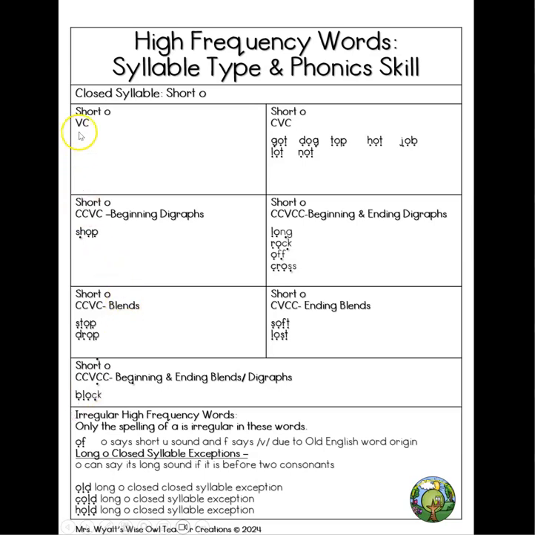Now you will notice there's no words in the VC column, and that's because there were not any when I was doing my list. And then you come down here, the long O, closed syllable exception, and that's just what I teach my kids. There are sometimes exceptions. I and O can say its long sound if it's before two consonants. And that's why in the word old, that O says O, because that O comes before the LD. So you have old, cold, and hold.